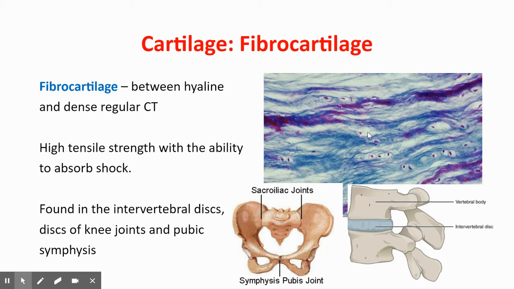So hyaline cartilage doesn't really have anything in the background. Elastic has hairs going everywhere. And then fibro, the fibers are usually going to be kind of going in one direction.